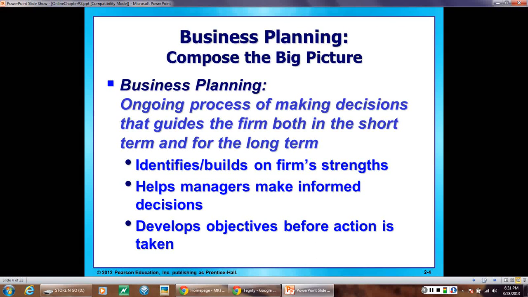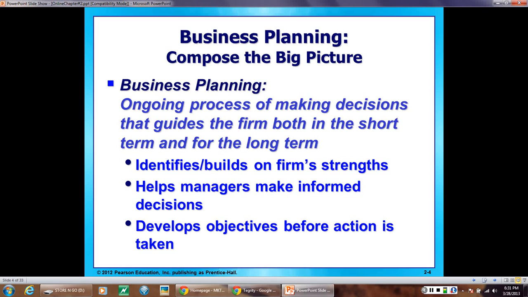Okay, what is business planning? And we call it here the big picture, and it is the big picture because it's the entire organization. Defined as ongoing process of making decisions that guides the firm both in the short term and for the long term. And we'll talk about all the different pieces of that as we go through this. And planning obviously helps make decisions, helps review the things that you've done, look at the performance of different pieces of the organization, see if you need to revise anything. It's just like planning for anything, planning for a party, planning for your wedding, planning for your career. So it's the same sort of thing. It's where do we want to get to and how do we get there?